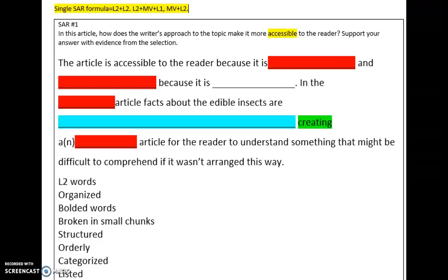Hi guys, I just wanted to remind you about how to do the short answer for STAR. First, as soon as you get the STAR test, you need to open it up and somewhere write down the formula, which is the L2 plus L2 and then the L2 wrap for the second sentence. So make sure you get that on paper.